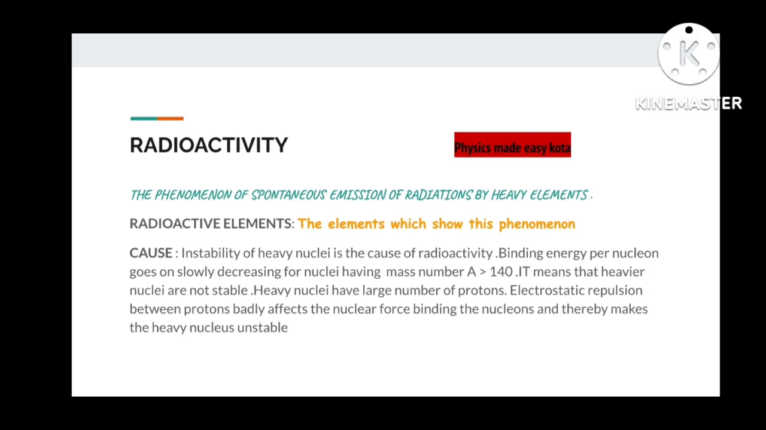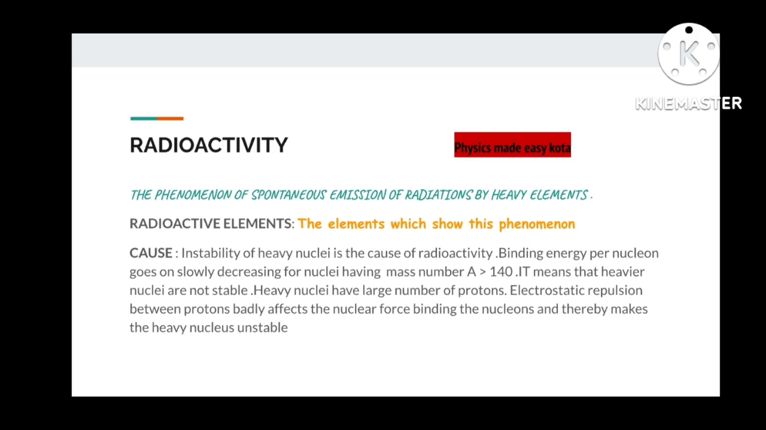Binding energy per nucleon plays a great role. The binding energy per nucleon for nuclei having a mass number greater than 140 keeps on decreasing slowly. It means that the heavier nuclei are not stable, so all the nuclei which have a mass number greater than 140 are said to have instability.